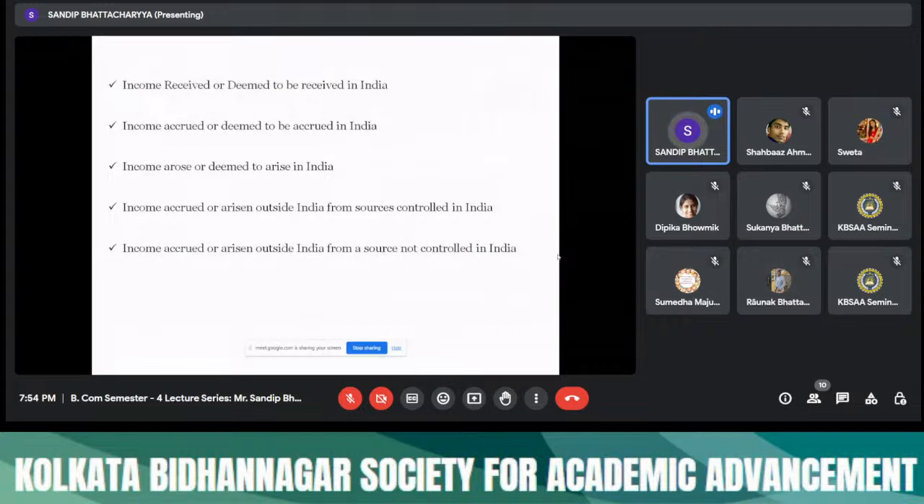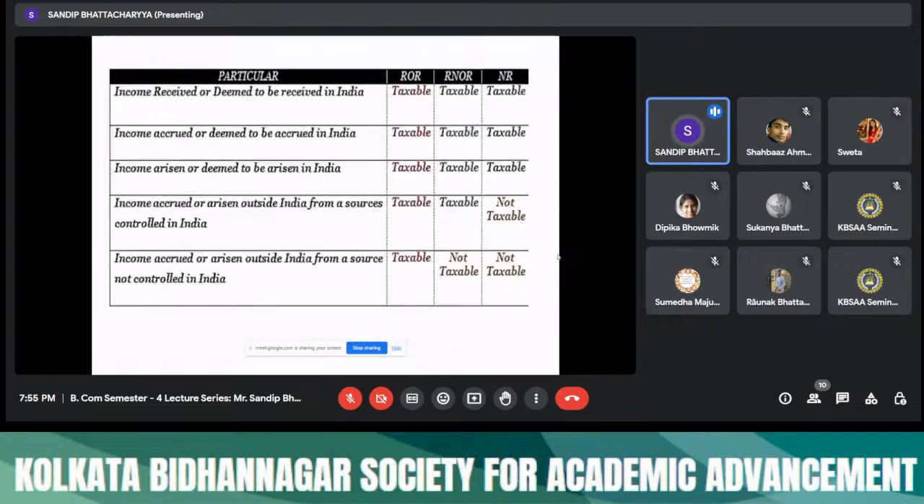Income accrued or arisen outside India from sources controlled in India, that is business controlled in India, and income accrued, arisen and received outside India as well as the business outside India. All of these you have to memorize in these 5 elements. Now you see this chart.